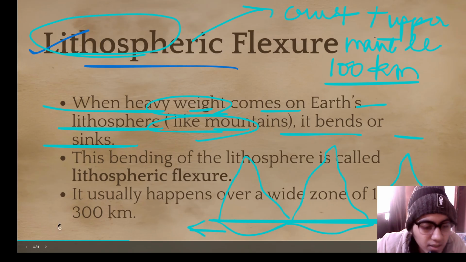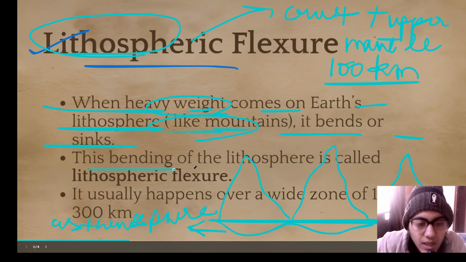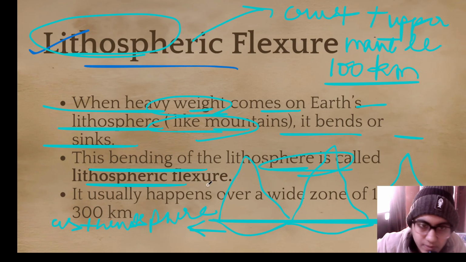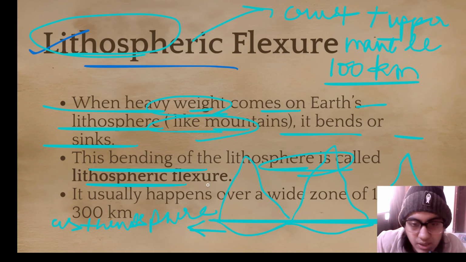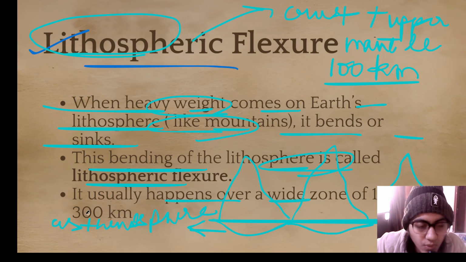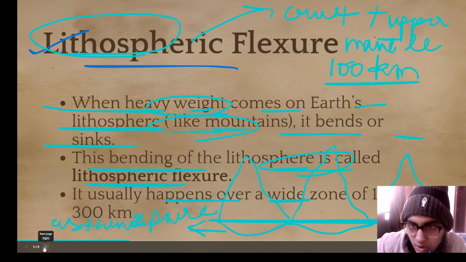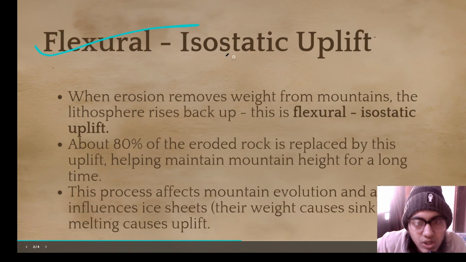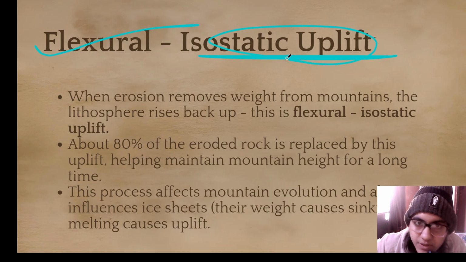Because the underlying layer is asthenosphere, which is made up of soft material and is fluid-like. This bending of lithosphere is called the lithospheric flexure. Very easy phenomenon. It usually happens over a wide zone of 100 to 300 kilometers. Nothing can be easier than this particular topic. I hope you understand. Flexural isostatic uplift is part of this lithospheric flexure only.